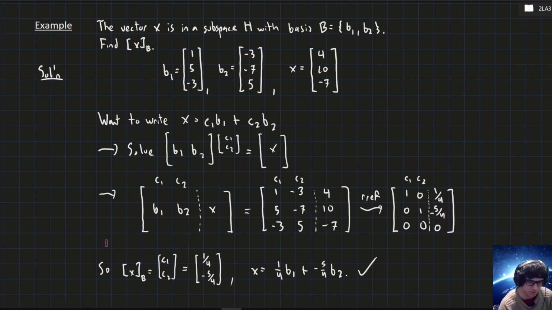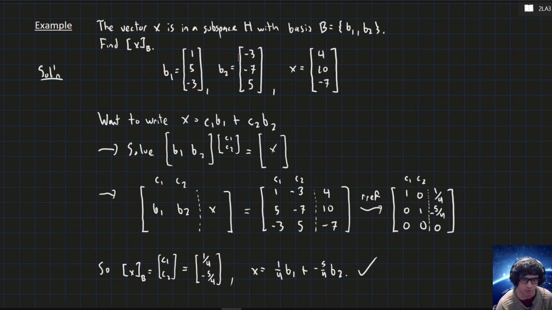Okay, so what is x relative to B? X relative to B is C1, C2, and we determine that it's these two numbers here. Okay. And we can double check this works by writing out the sum C1 times B1 plus C2 times B2, so these, and evaluating that, and we will indeed get x back.